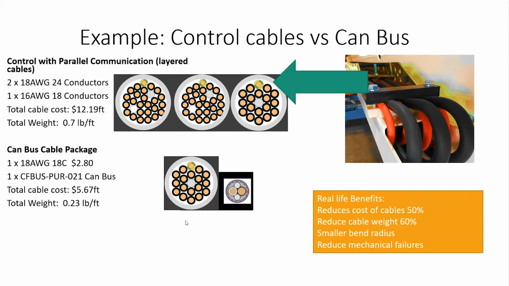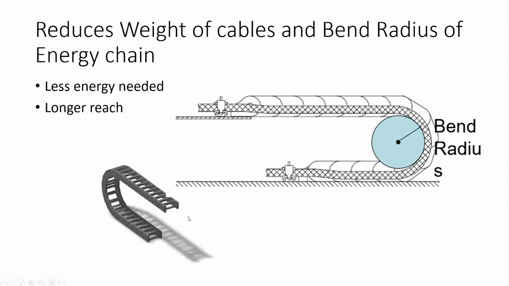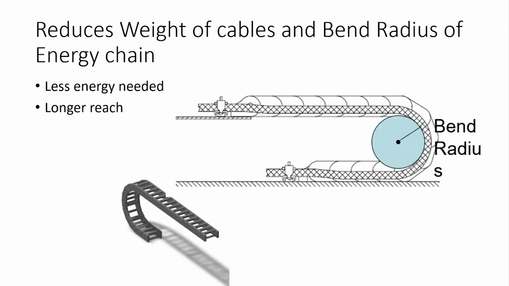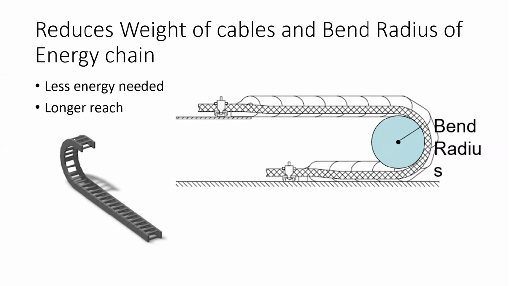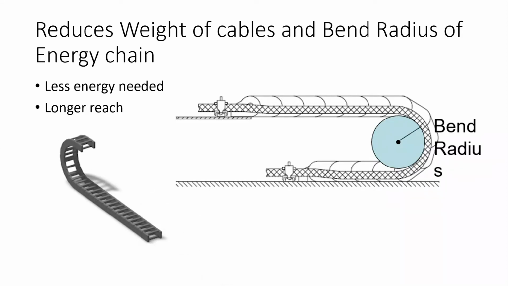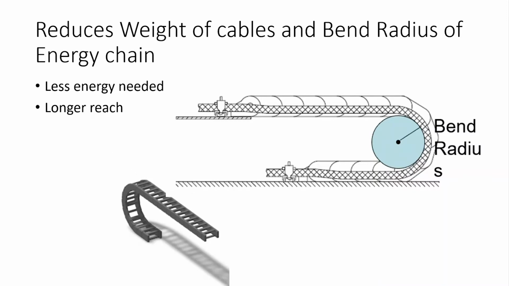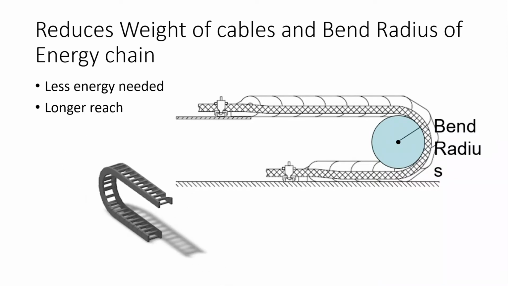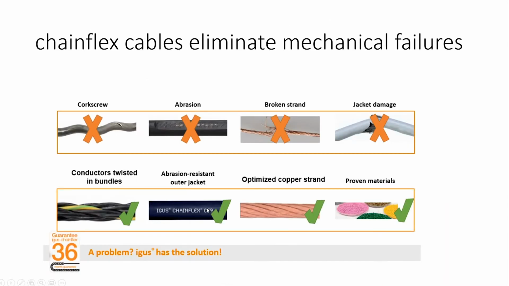And mechanically, you get a smaller bend radius. So with a cable management system in an energy chain, you have to have a certain bend radius. And if you can reduce that, and with the lower weight, you have less energy needed to move the chain, and you can attain a longer reach. So very good benefits here from such a small change. And now we'll just talk about the cable itself.